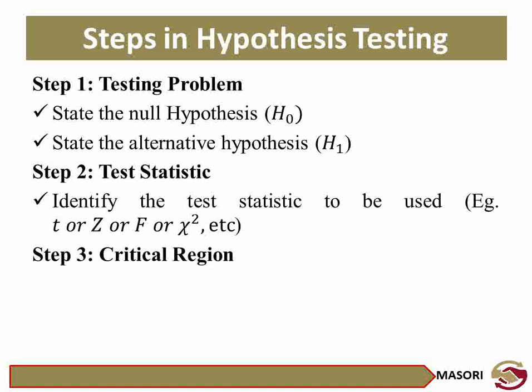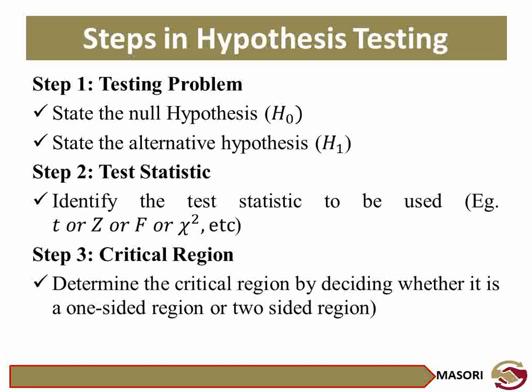In step number 3, you need to determine your critical region. So you need to check first whether the test you are conducting is a one-sided or a two-sided test. If it is one-sided, then you are focusing on one region. And if it is two-sided, you are focusing on two regions. So based on the type of problem you are facing, you need to determine your critical region under which you accept or reject your null hypothesis.